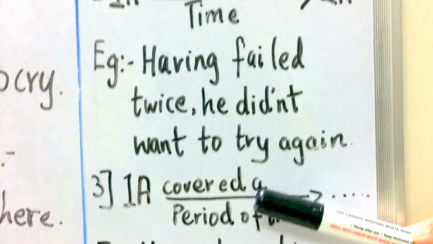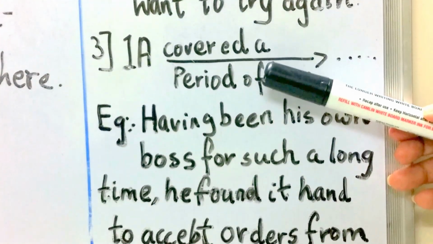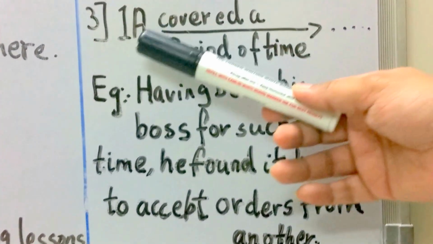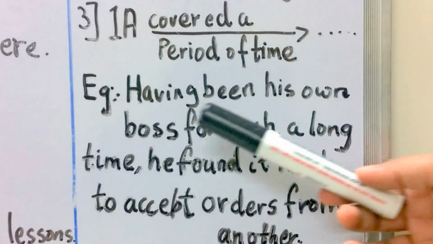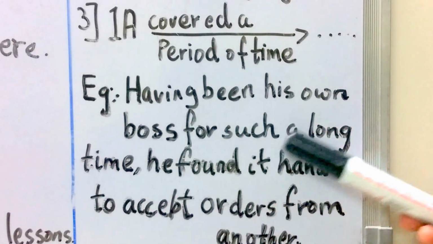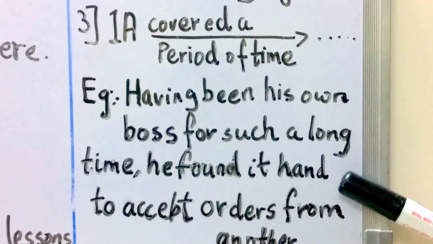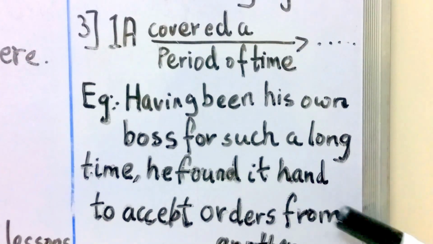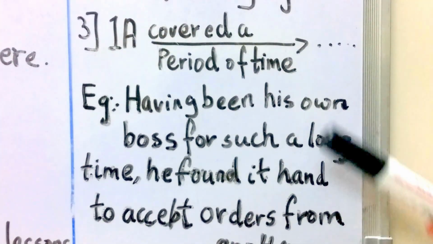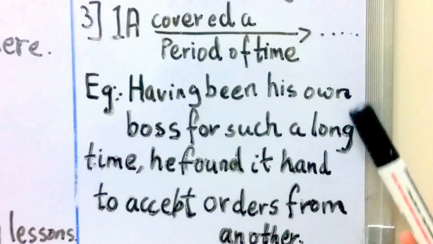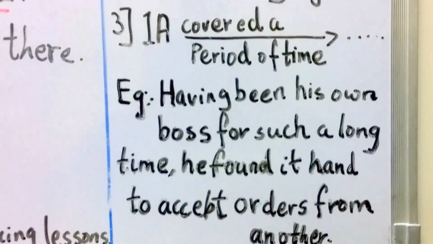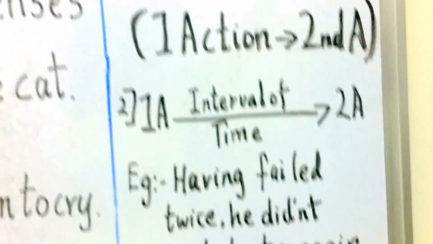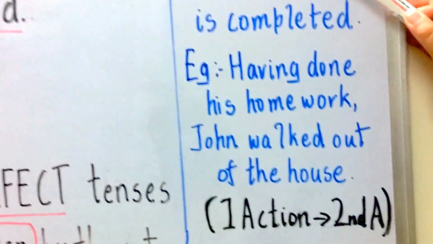Now the third point is that it is also used when the first action covered a period of time. For example, having been his own boss for such a long time, he found it hard to accept orders from anyone else. So we see here the first action covered a period of time. So we see that the perfect participle is having plus past participle, and the action of the past time is completed.